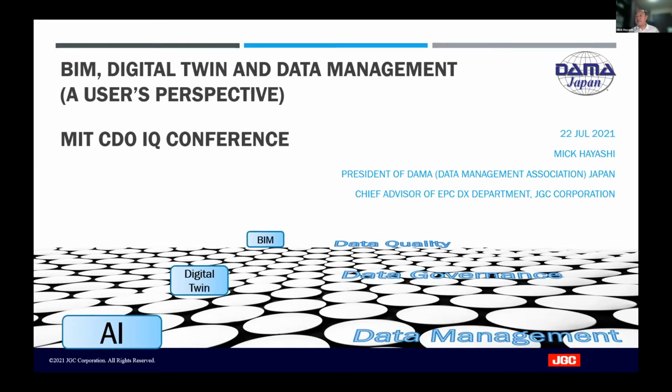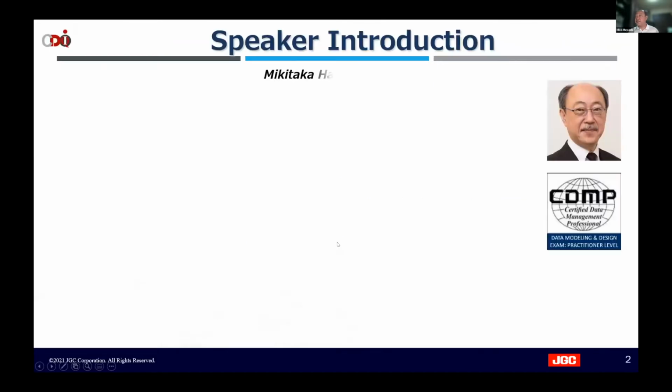So BIM, digital twin, and further than that, we can talk about AI, but in any case, we have to focus on data quality, data governance, and data management.